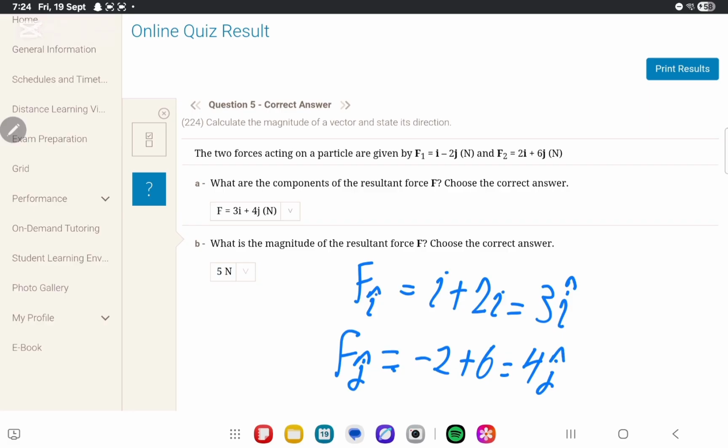So now I forgot to draw these things. So now it's going to equal F. The resultant is 3i plus 4j. Done. Okay, now the magnitude.